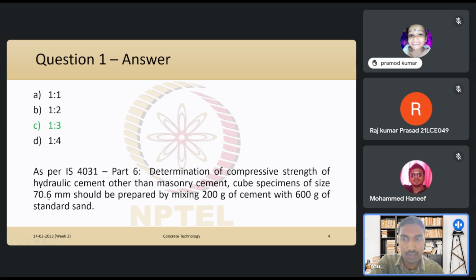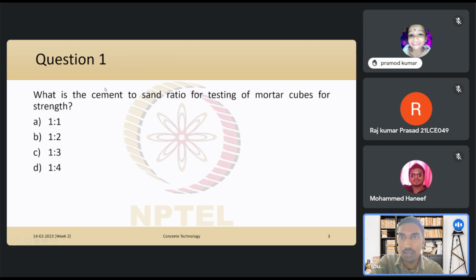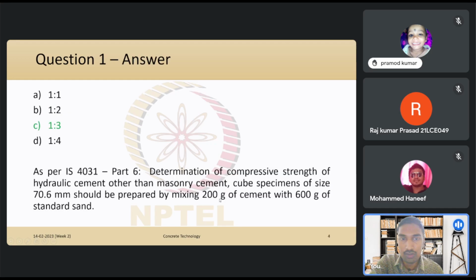70.6 mm, which is around 7 centimeters, and they should be prepared by mixing 200 grams of cement with 600 grams of standard sand. This is what the code specifies. So 200 grams of cement should be mixed with 600 grams of sand, which is in the ratio of 1:3. The question was about the cement to sand ratio, so 200 to 600 is 1:3. That's why the answer is C, 1:3.